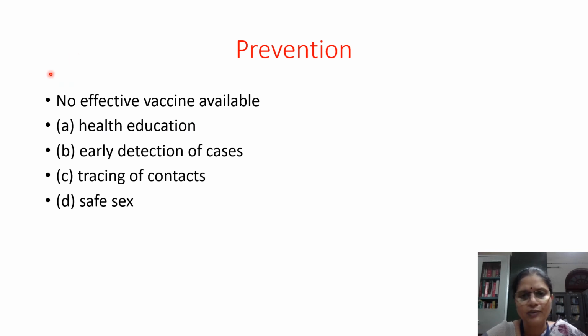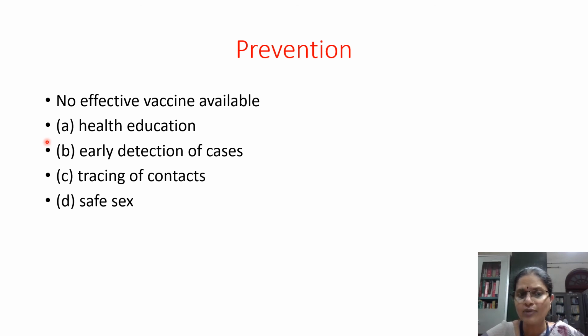So prevention is better than cure, we know that. So how to prevent this disease? Unfortunately, we don't have any effective vaccine until now for this disease. So only general measures we need to take to avoid this disease. First one is health education. That means your immune system should be stronger, and for that you need to have a healthy lifestyle, healthy food and hygienic practices even during sex.